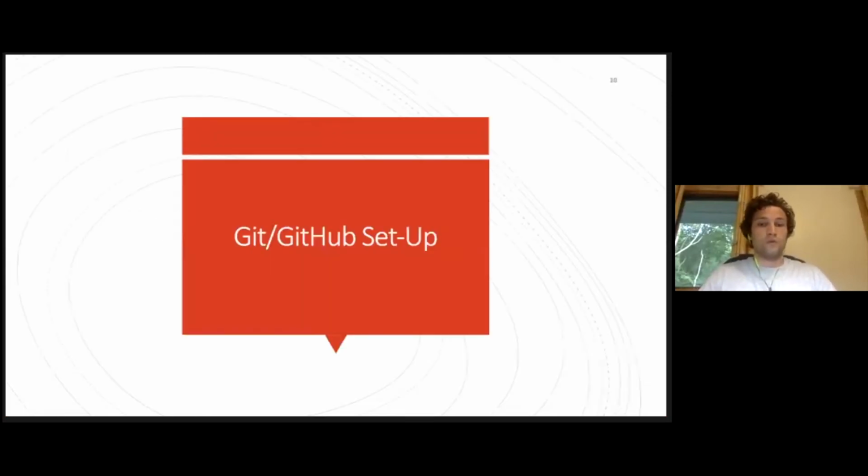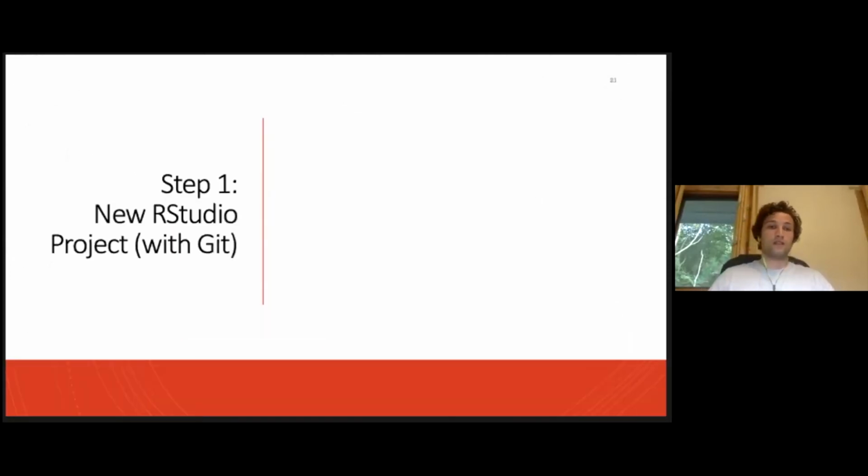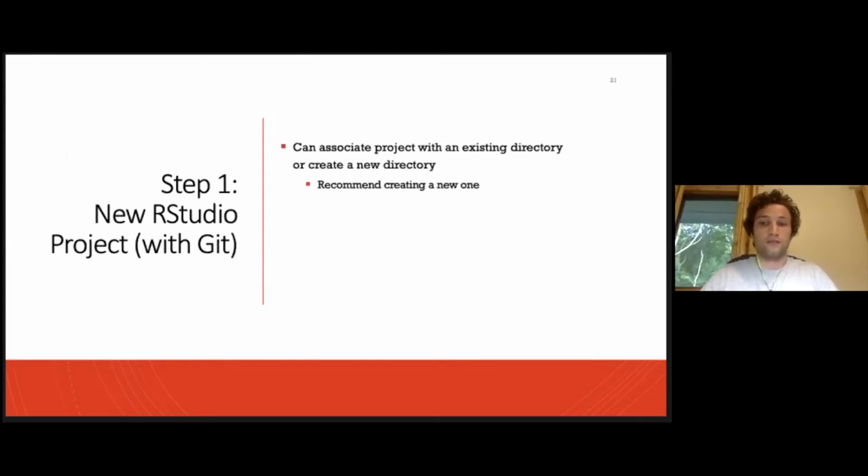So with that, assuming you have things downloaded already, we'll want to get into how you can get Git and GitHub set up. So the first step, like I mentioned, is that you can associate an RStudio project with a Git repository, either after you've created the repository or at the time you create it. So I recommend creating a project and Git repository together at the same time.